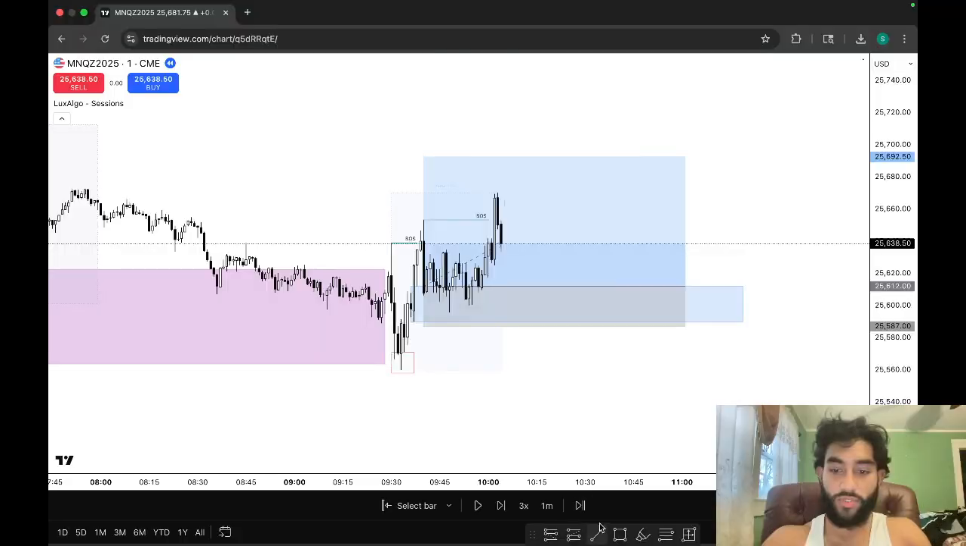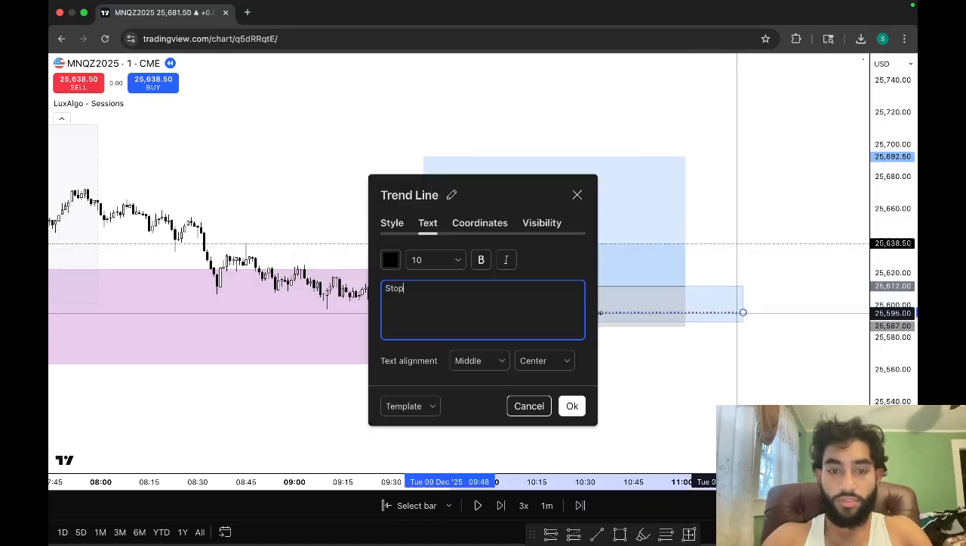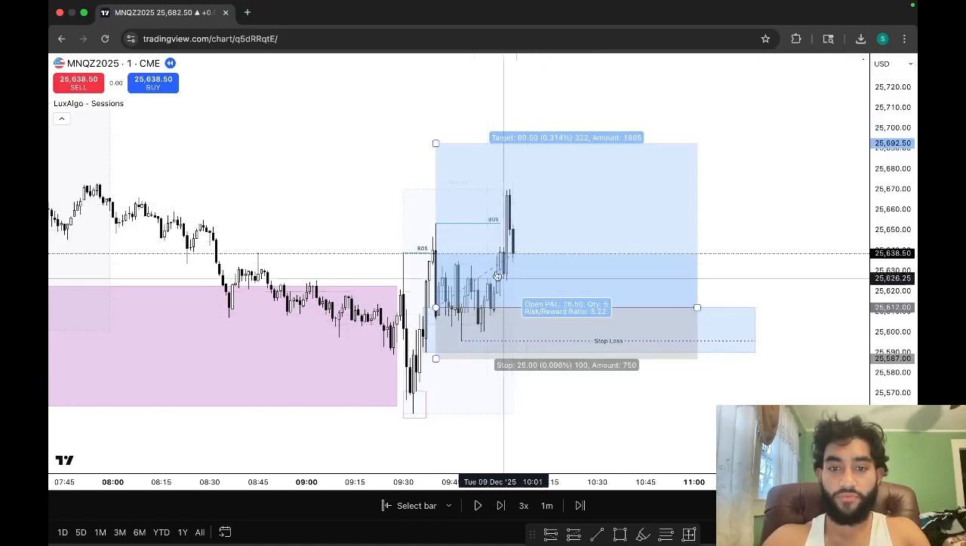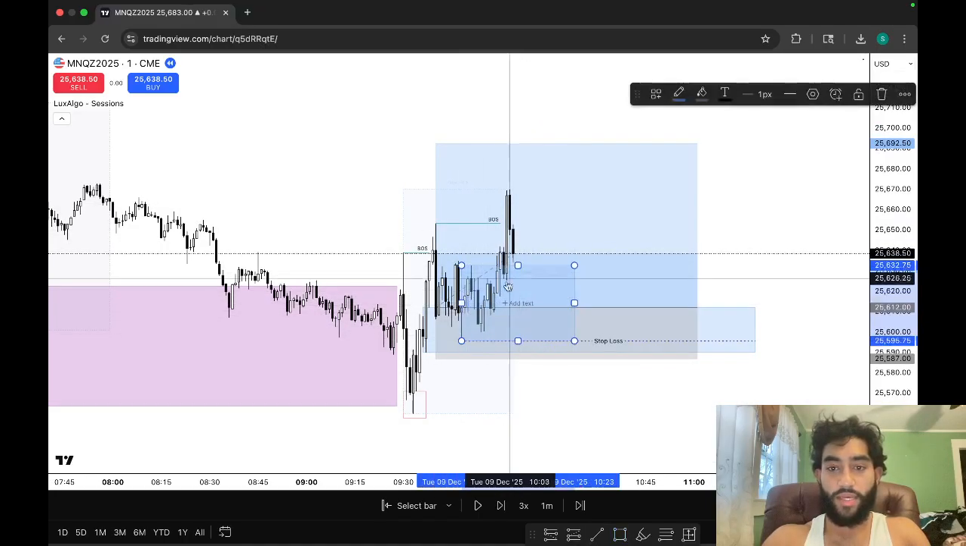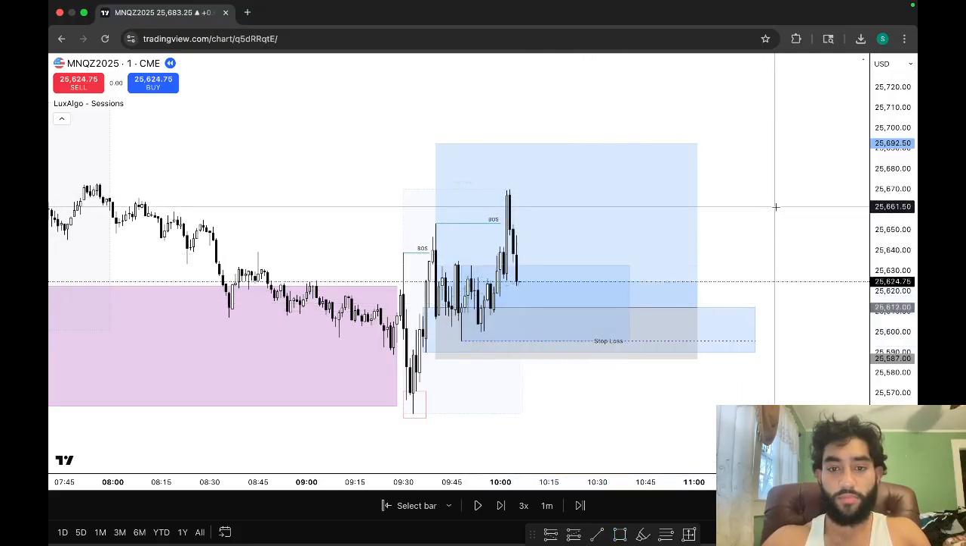And what did I do once we got this break? I moved my stop loss to right there. That was my new stop loss placement. To minimize risk while also respecting that price could come down into this demand zone, mitigate it, and continue higher. Let's see what price continues to do. Came down into the demand.